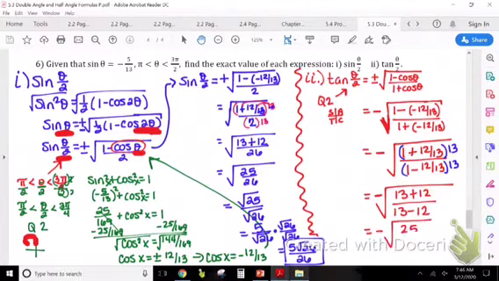So what's that? Negative square root of 25 over 1. So the negative square root of 25, which is negative 5.